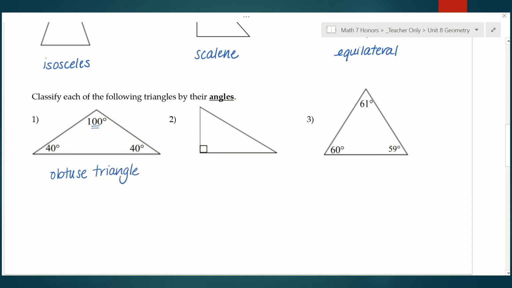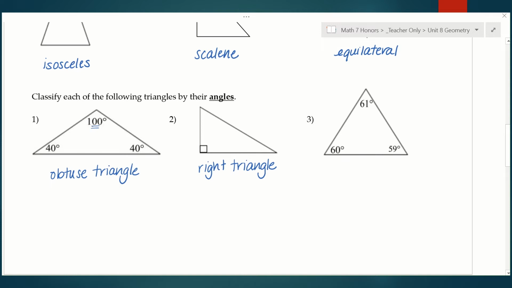Okay, and like I said before, you can't have more than one obtuse angle in a triangle. Otherwise, your total degrees would be over 180 just by having the two angles that are obtuse. Okay, number three, we can see there's a right angle, and it doesn't matter what the other two angles are. As soon as we see a right angle, it's a right triangle.